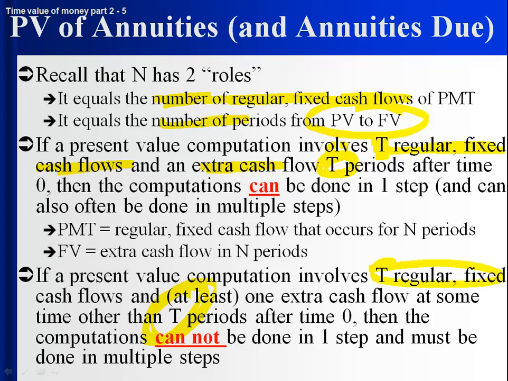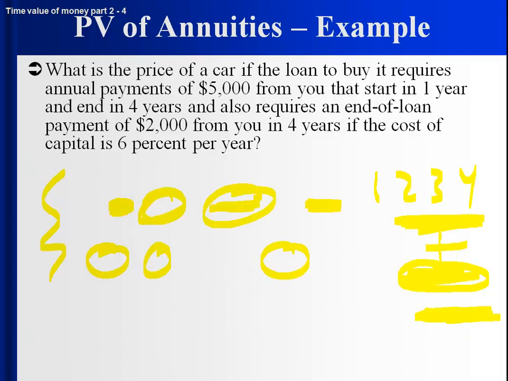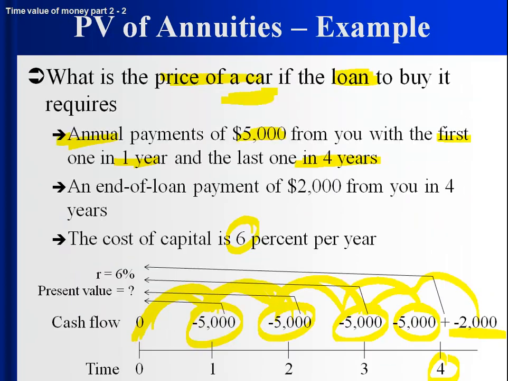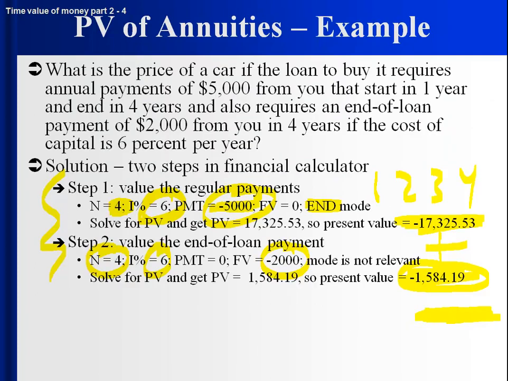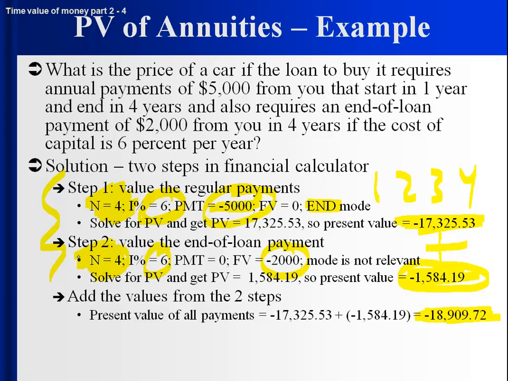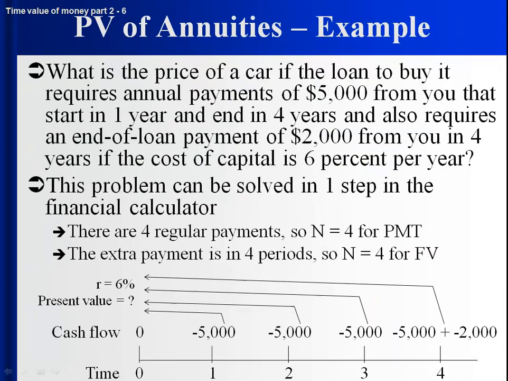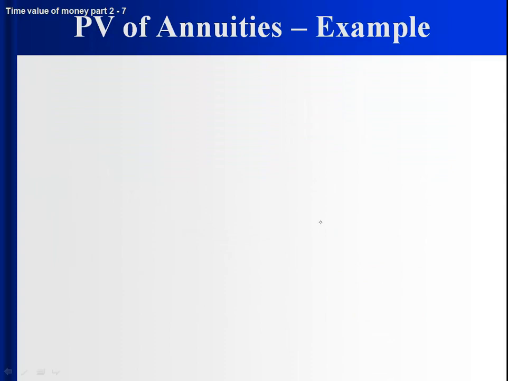Well, in this case, go back to the timeline. We see that there's 1, 2, 3, 4 payments, and that we're making this end of loan payment in 4 years. We can also see when we did it in the financial calculator, N was 4 when we did the annuity part, N is 4 when we did the extra payment. So we can just do it in one step. In this case, as you can see here, N is 4 for both cases.